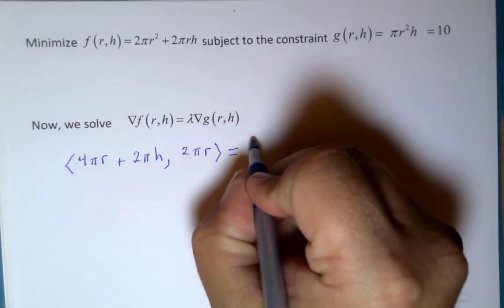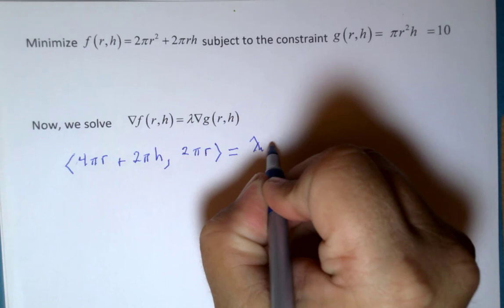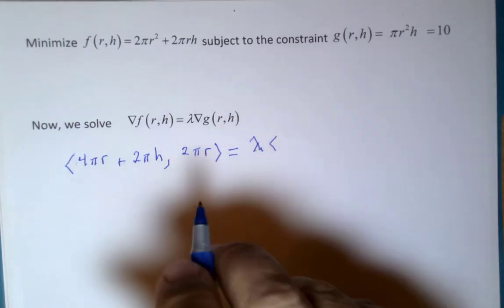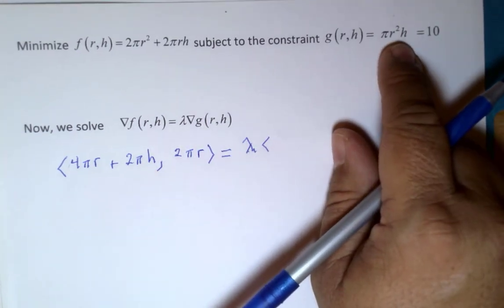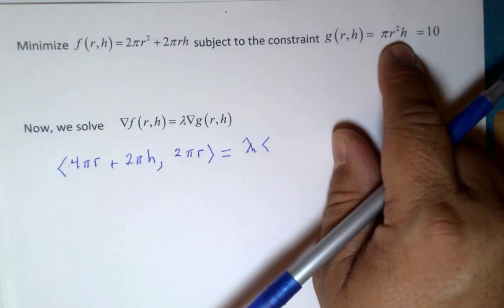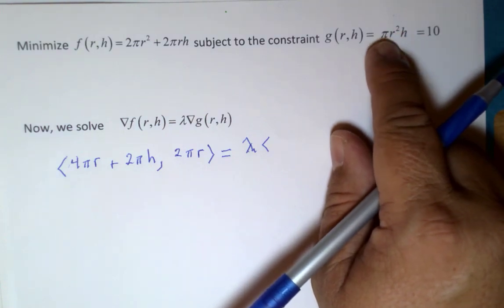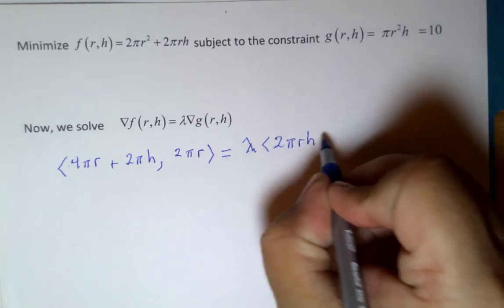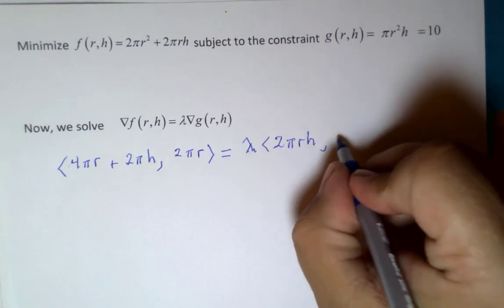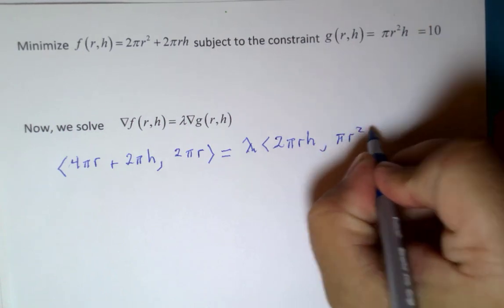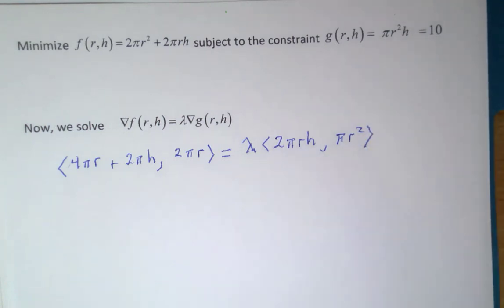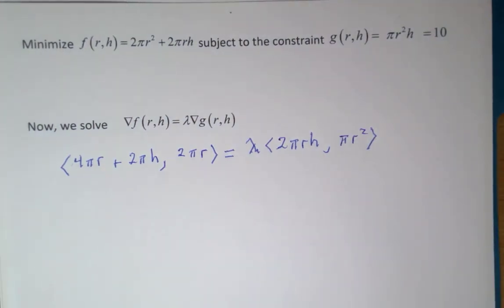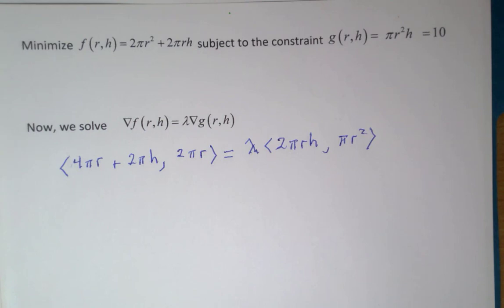We want that to be equal to lambda multiplied by the vector that is made by taking the gradient of this function. So if r is the variable, 2 pi rh, and if h is the variable, pi r squared would be the partial derivative. All right, so it could be said that this is an equation to be solved. What it really is is part of a system of equations to be solved.